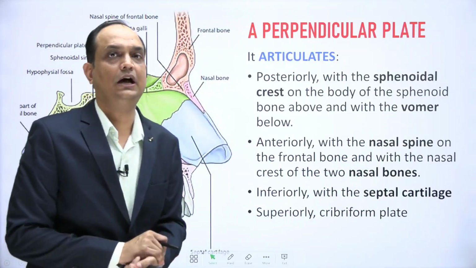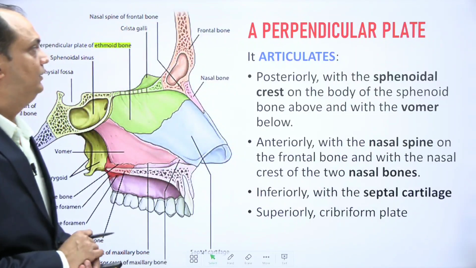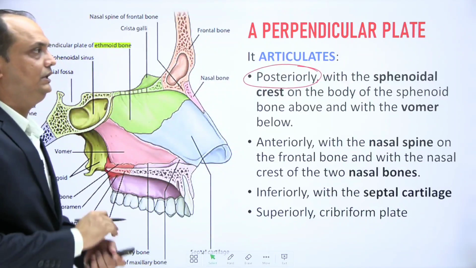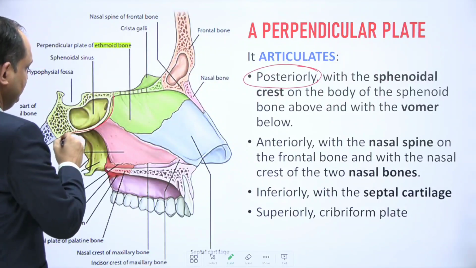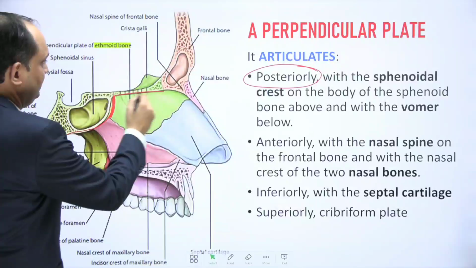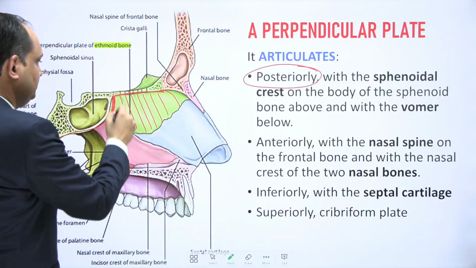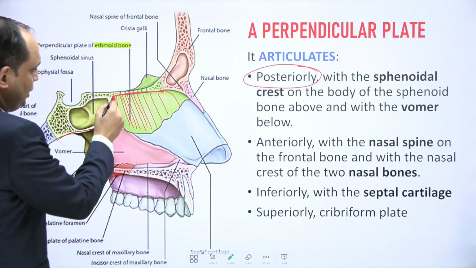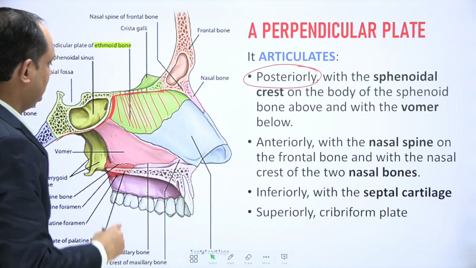So what are the articulations, or which structures articulate with this perpendicular plate? Posteriorly, it articulates with the sphenoidal crest on the body of sphenoid bone. Now here you can see that this is the body of sphenoid bone and this part is known as sphenoidal crest. So this perpendicular plate which is coming downward from the ethmoid bone, posteriorly is making a joint with the sphenoid bone, and it is also making a joint with the vomer bone.